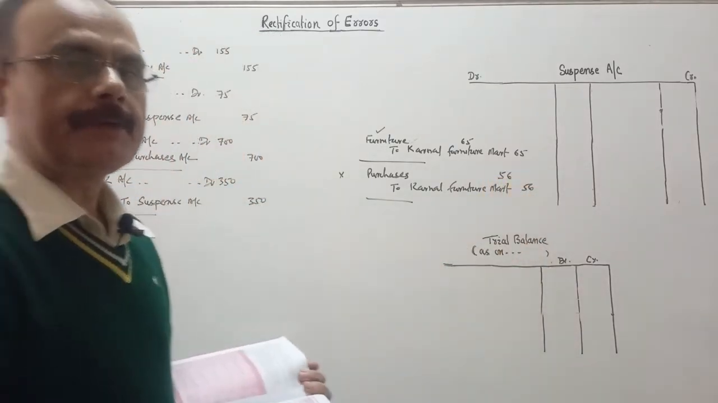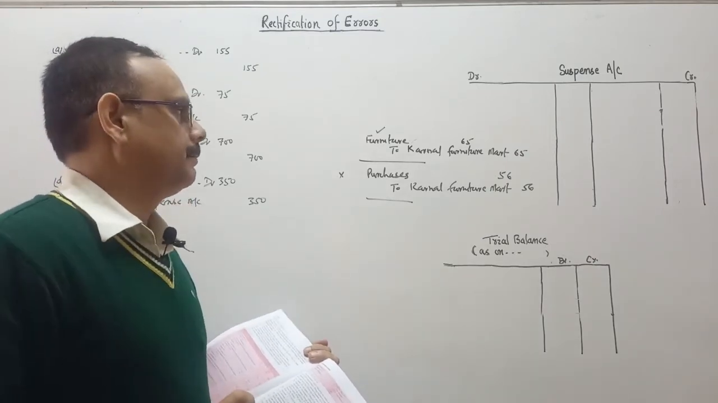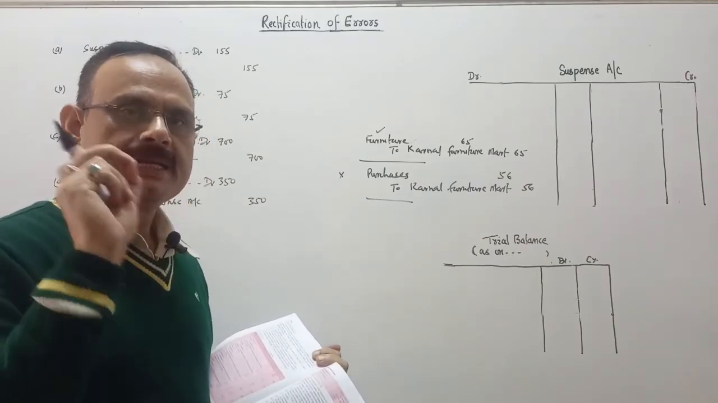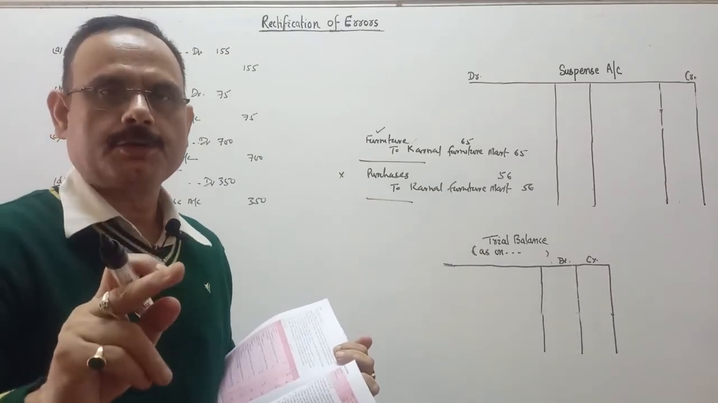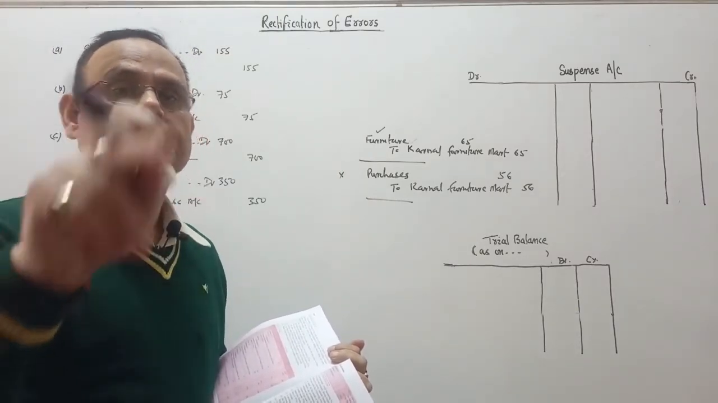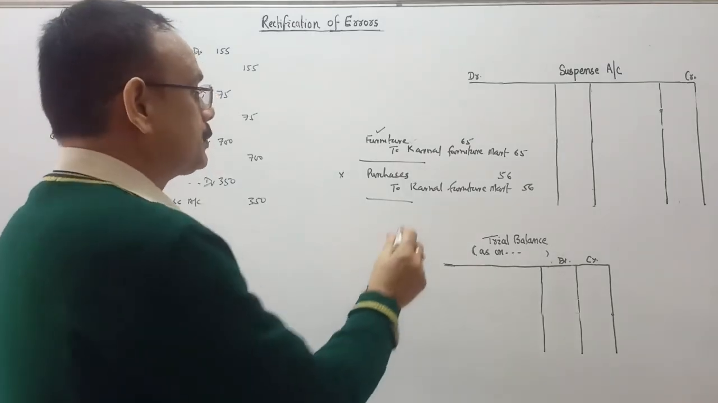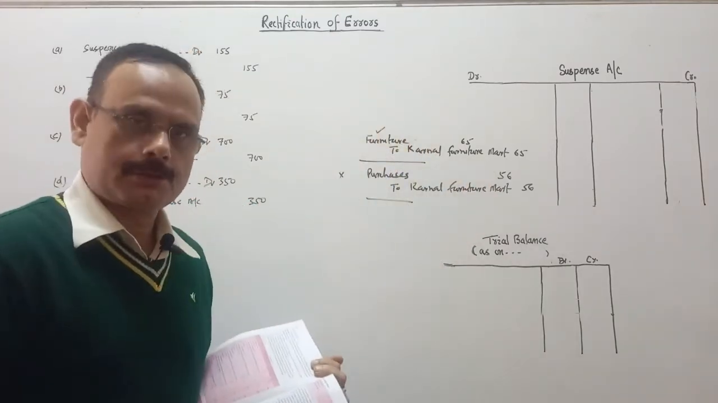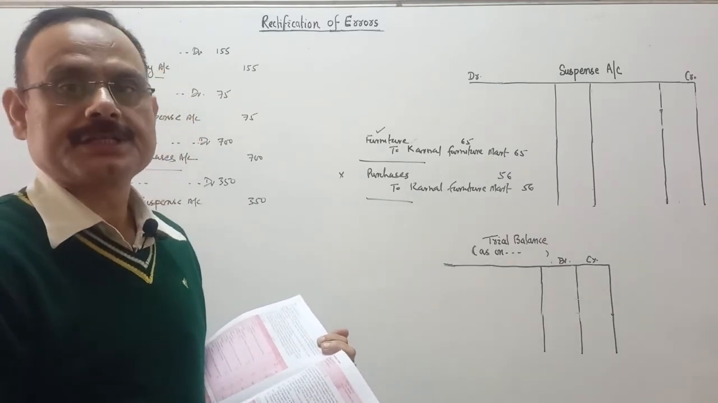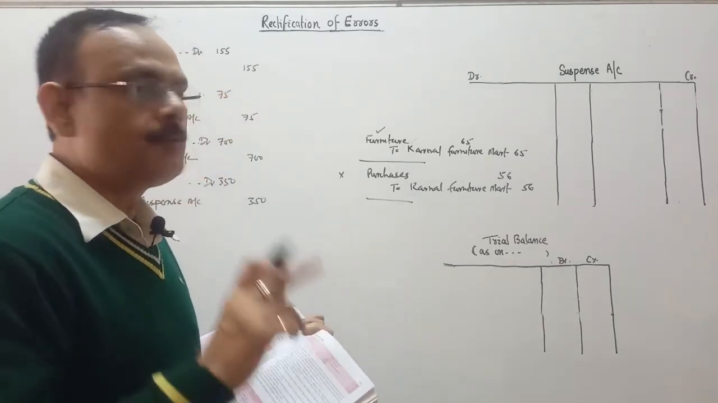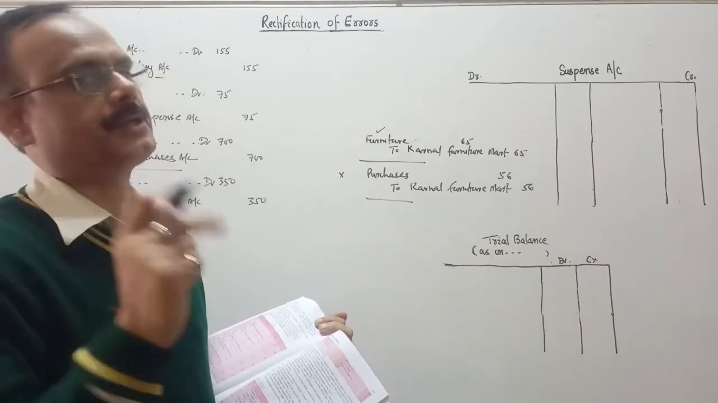So here which type of errors is committed? Error of principle: failed to discriminate between revenue expenditure and capital expenditure. Instead of debiting the furniture account, it is recorded in the purchase book, treated as a purchase of goods. That is error number one. Number two is recording the wrong amount also. Instead of 65, 56 rupees is recorded in the purchase book. So two mistakes are committed by the accountant: error of principle and error of commission.